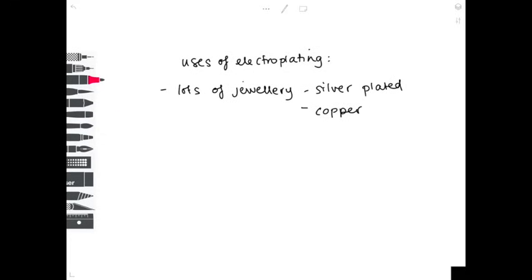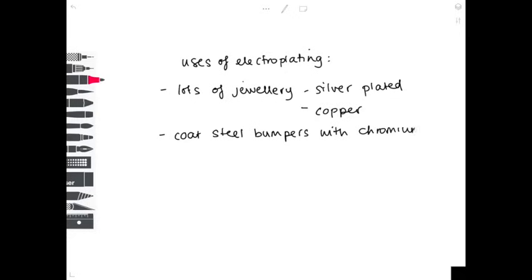So why would we want to do that? Well, because silver is exceptionally expensive. It's very rare. There isn't very much found within the Earth's crust. Copper is way cheaper. So if you make the bulk of the necklace from copper, add the silver plate, you get the same effect. Obviously, the quality won't be the same. We also coat steel bumpers, so that's a part of a car, with chromium.